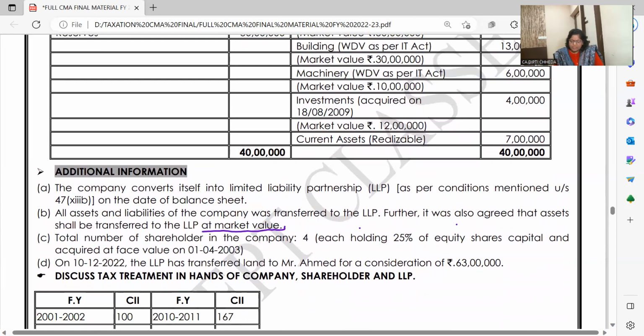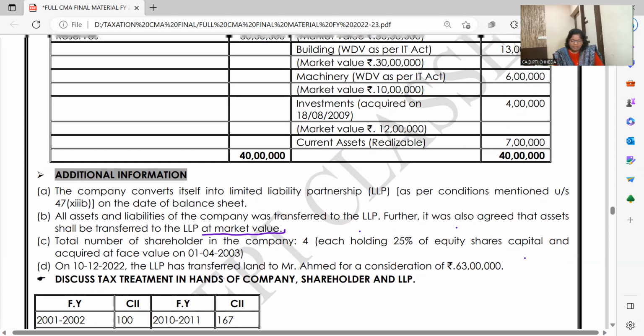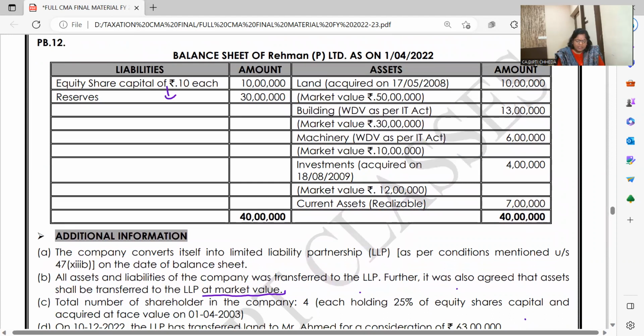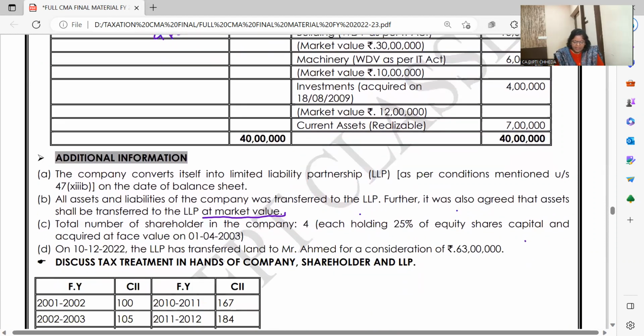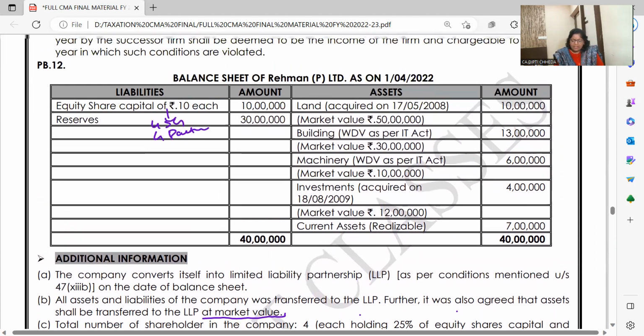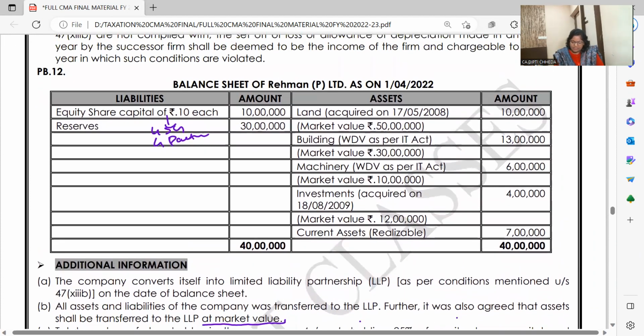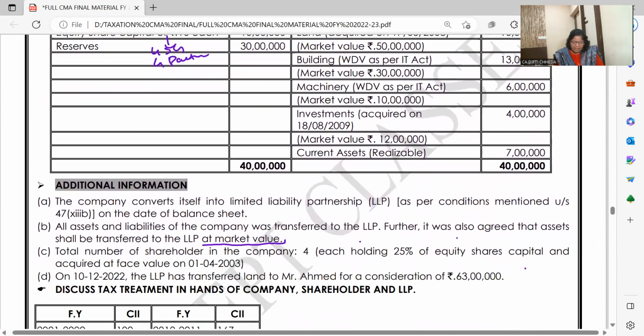Total number of shareholders in the company: okay, each holding 25% shares. So here there are 4 shareholders. The same 4 will now become partners. Okay. On 10/12, the LLP has transferred land to Mr. Ahmad for a consideration of 63 lakhs. Now, when did this happen? The company balance sheet is given, converted into LLP, and within some time they have sold the land.